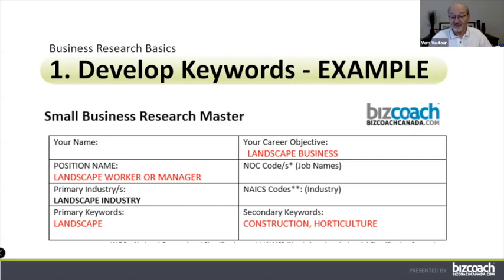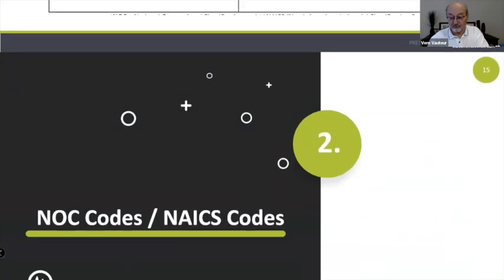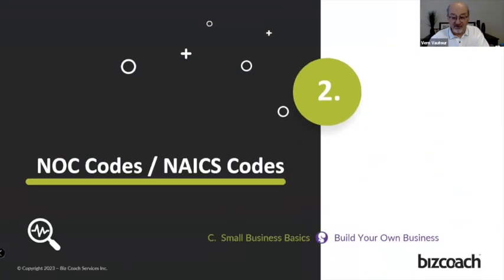So in this case, what I've done is I've developed the business in this example is a landscape business. The position might be landscape worker or manager. The primary industry would be the landscape industry. The primary keyword would be landscape, and secondary keywords would include construction and horticulture. So let's look at the NAICS codes and the NOC codes.